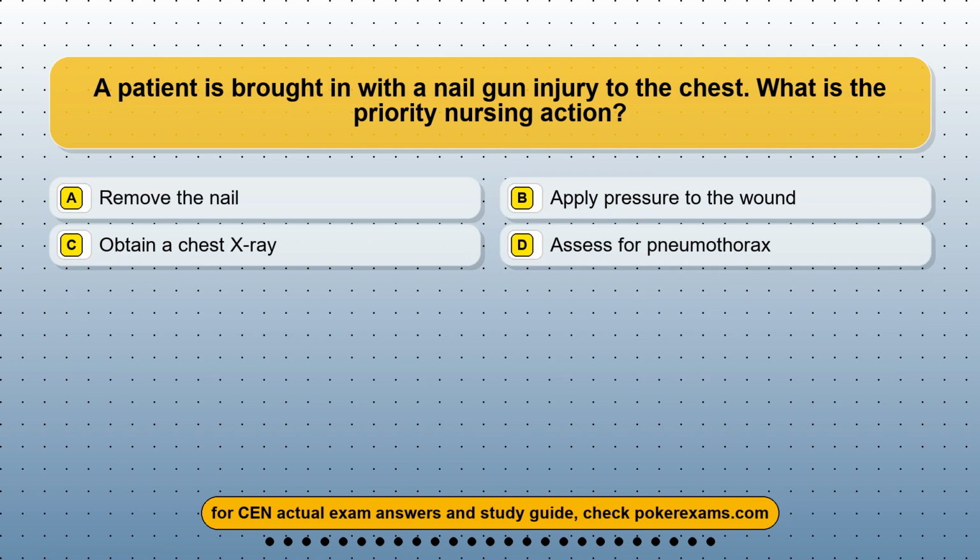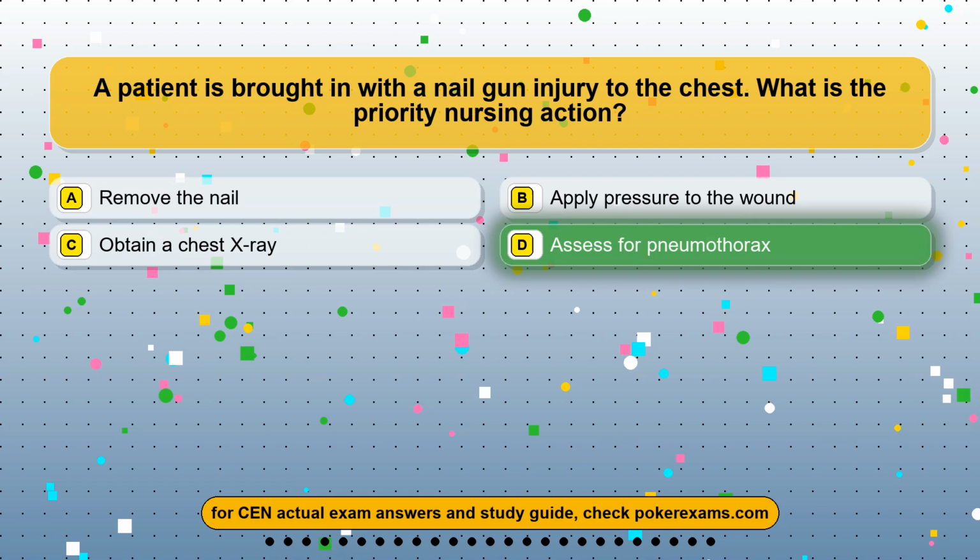Question 5. A patient is brought in with a nail gun injury to the chest. What is the priority nursing action? Option A, remove the nail. Option B, apply pressure to the wound. Option C, obtain a chest X-ray. Option D, assess for pneumothorax.